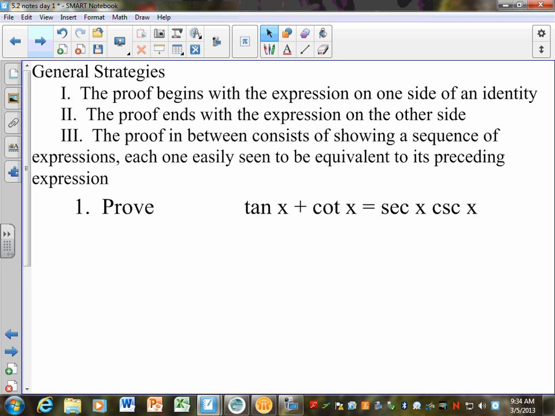Step 3 is the one I want to emphasize a lot. Because you know what's supposed to happen, think back to those lovely geometry proofs. You knew what we were supposed to prove, and most of the time you just made up stuff in the middle, and then at the end you would write the last step and write proven, which is not an appropriate proof step, but people did anyway. The part in between is what I'm grading. The proof in between consists of showing a sequence of expressions, each one easily seen to be equivalent to its preceding expression, which means I have to be able to tell what identities you're using and what work you're doing to get from one step to the other. And if it seems like you just jump straight to the answer, you're not going to get your credit on that.